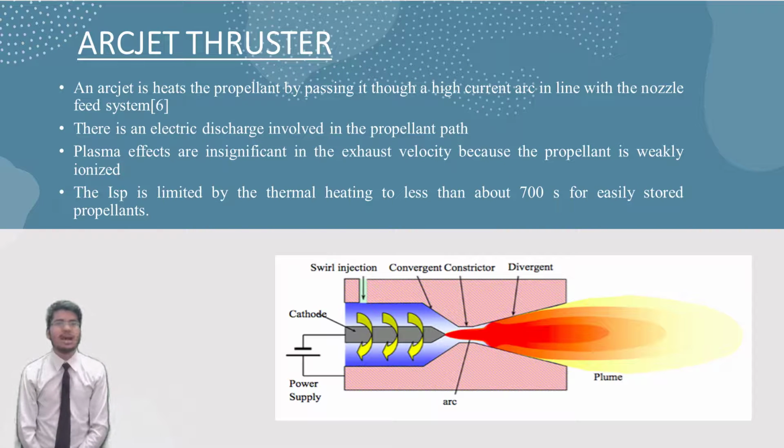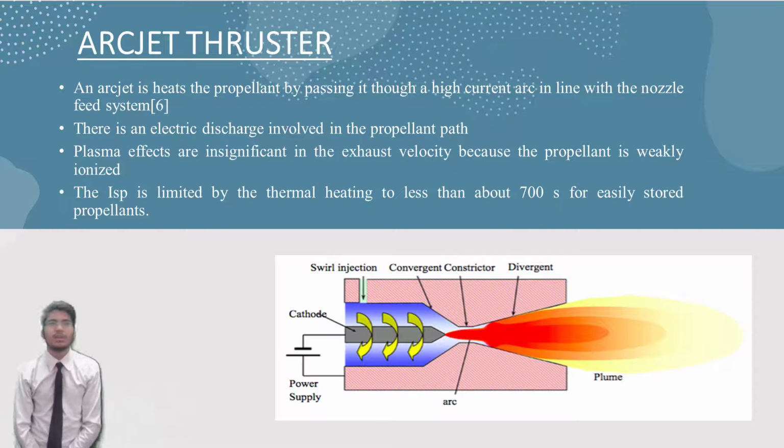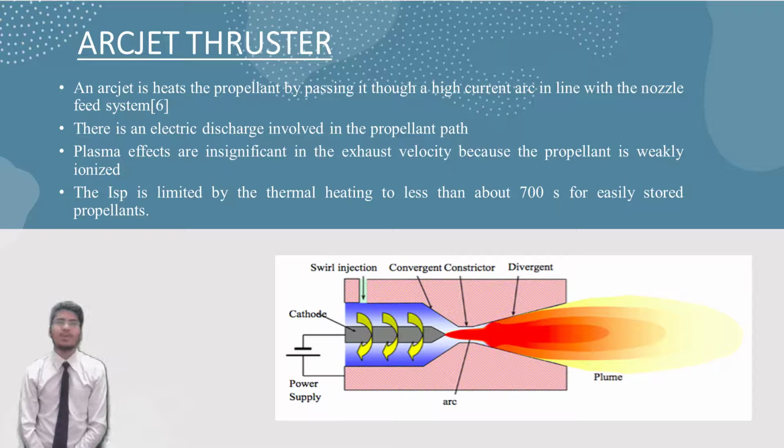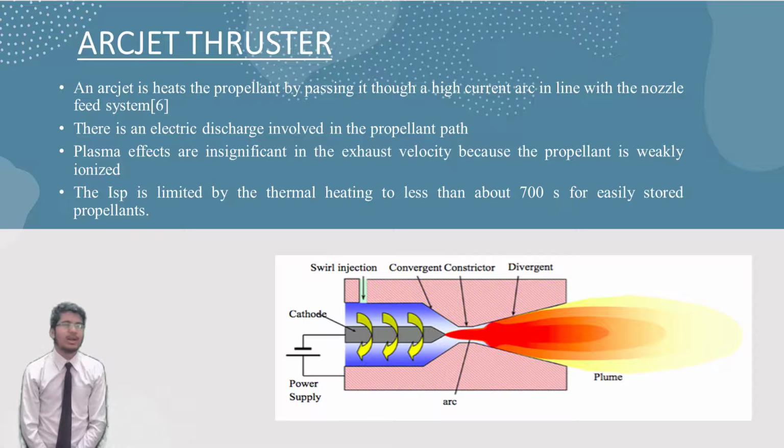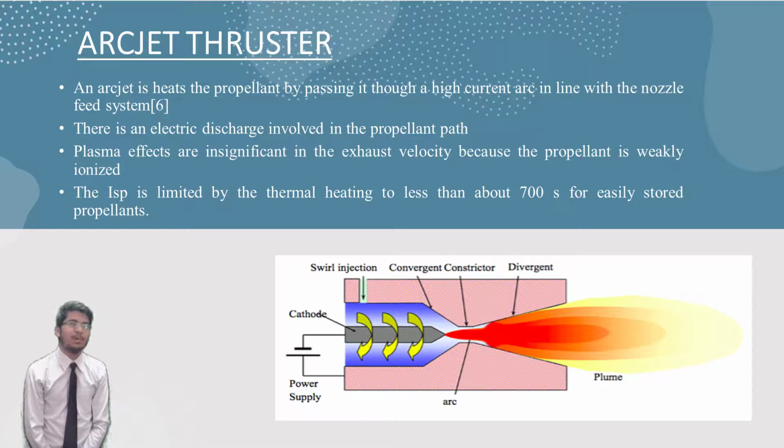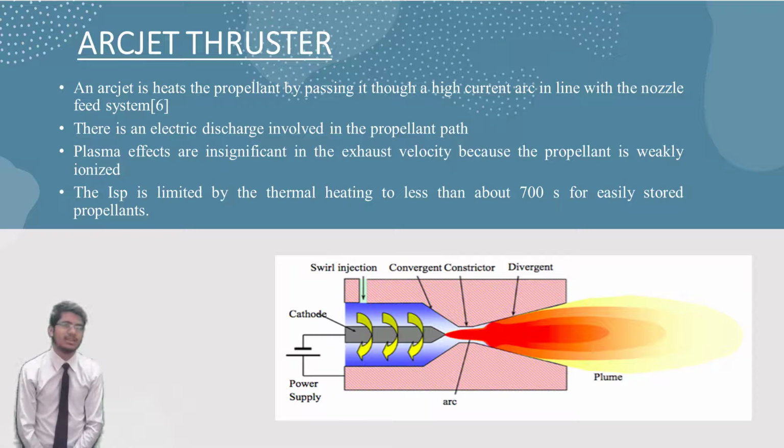Arcjet thruster. An arcjet thruster is also an electrothermal thruster that heats the propellant by passing it through a high current arc in line with the nozzle feed. While there is an electrical discharge involved in the propellant path, plasma effects are insignificant in the exhaust velocity because the propellant is weakly ionized. The specific impulse is limited by thermal heating to less than about 700 seconds.